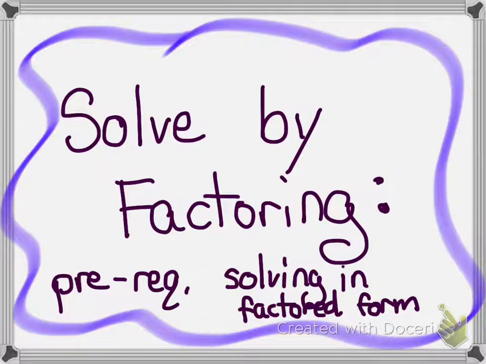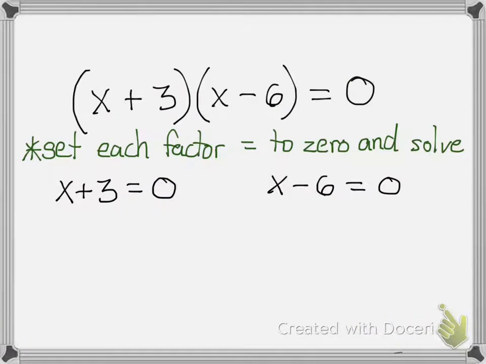In this video, I'm going to show you guys how to solve by factoring, but when it's already in factored form. Let's look at the first example. As you can see, it says x plus 3 in parentheses and x minus 6 in parentheses. This is already factored. All we have to do is solve for x because it equals 0. So whenever you see something like this, you take each factor and set it equal to 0 and then solve for x.